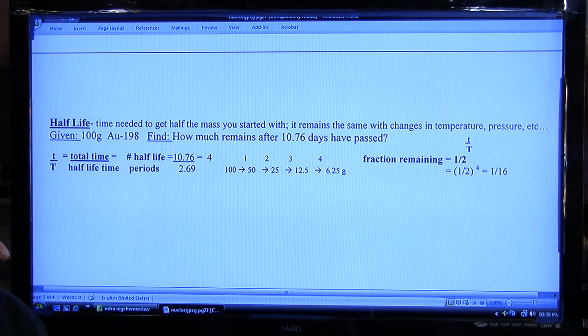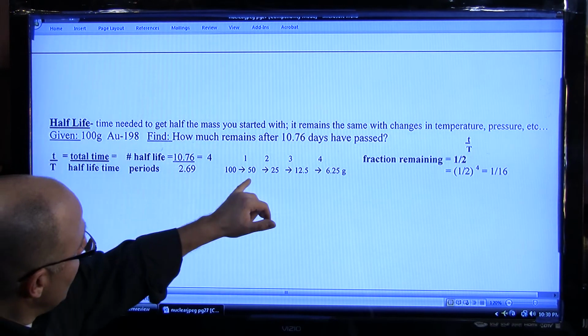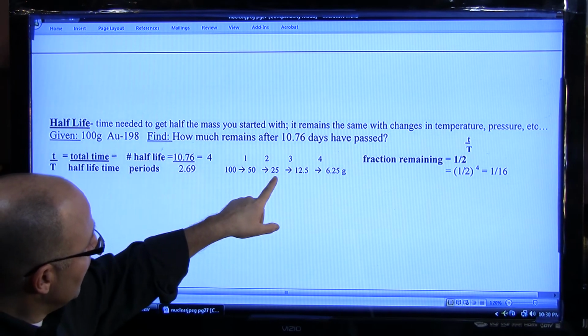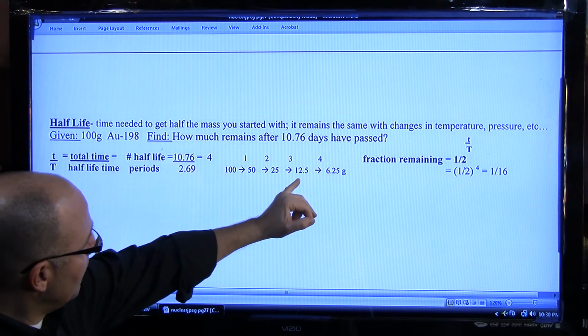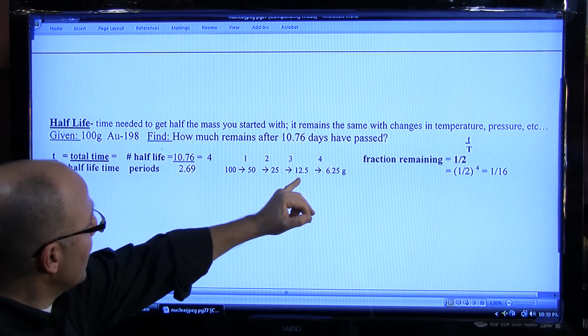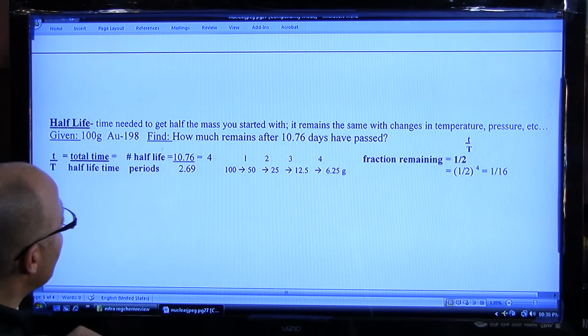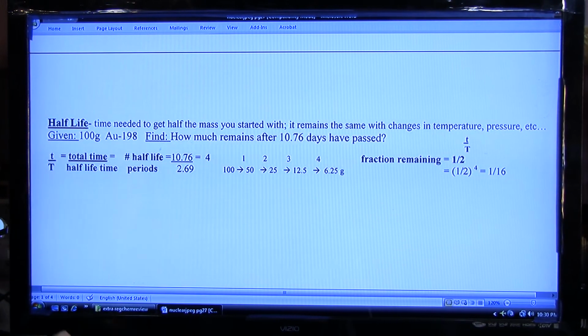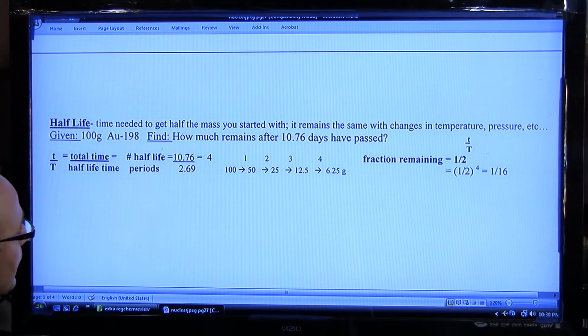And then after the second half-life, that 50 grams will break down to 25 grams. After the third half-life, you just keep having this. It will chop in half to 12.5 grams, and so on.